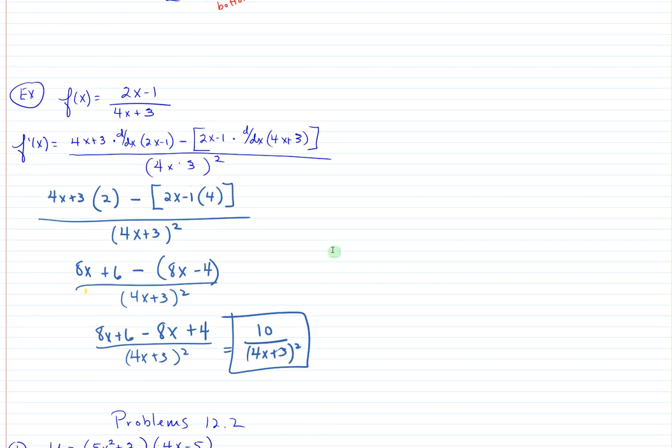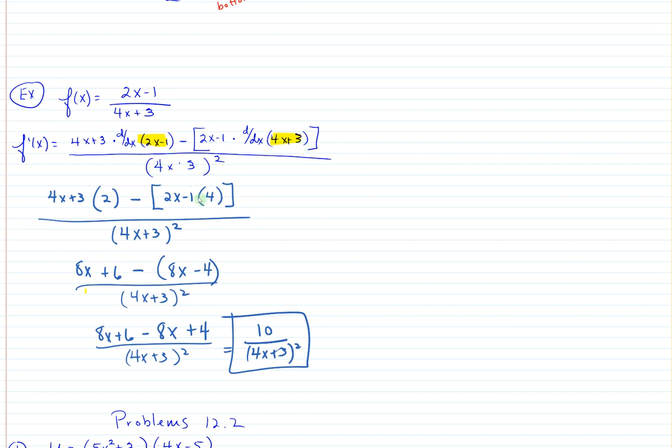Let's look at an example of that. So here we've got a quotient. The first thing we're going to do is write out our roadmap, and I didn't have this highlighted. Let me highlight those two right there. Those are the only places that we are taking a derivative. So bottom times derivative of the top minus the top times derivative of the bottom all over the bottom squared.